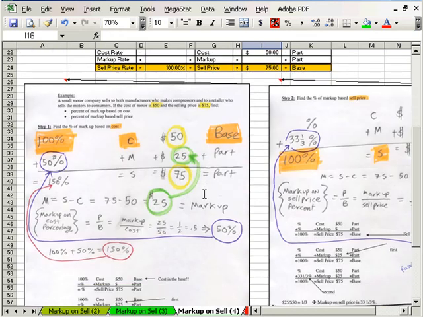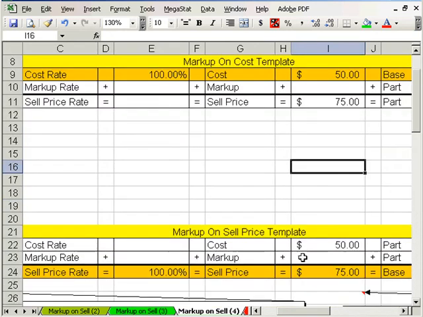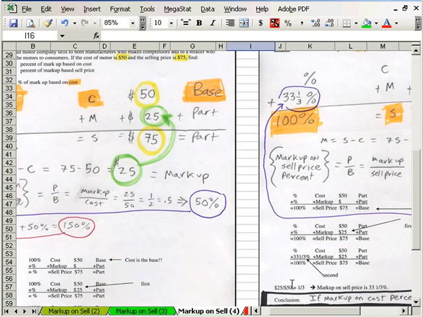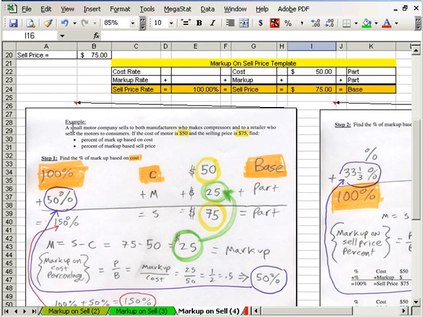Here's our example. Let's see if we can look here first. Make it a little bit bigger. No, that's too big. All right. A small motor company sells to both manufacturers who make compressors and to retailers who sell motors to consumers. So in this case, this person really needs to be able to think both in markup and cost and markup and sell price in case the different industries talk in their own jargon or terms. If the cost of the motor is $50 and the sell price is $75, find the percent of markup based on cost and percent markup based on sell price.